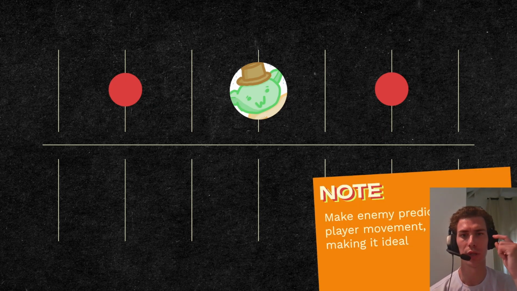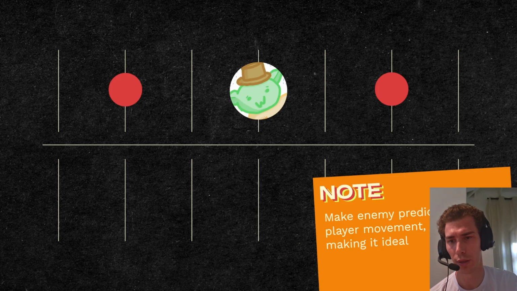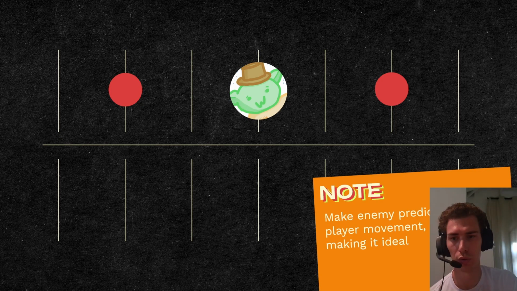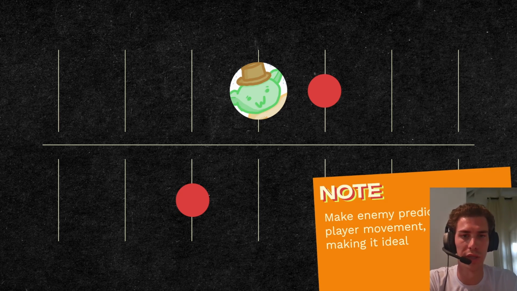So we have to make a change here where we have to make the enemy predict the ideal player movement to make it no longer the ideal move, right? So something like this, for example, where the enemies now decided to split up and actually cut off the routes of the player, and now it's no longer ideal for the player to just keep going up and down.